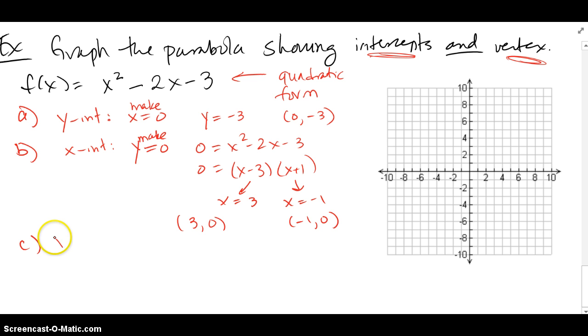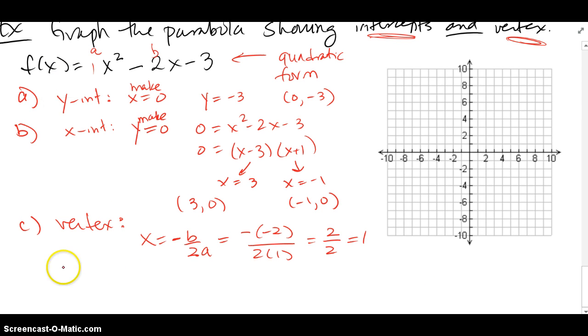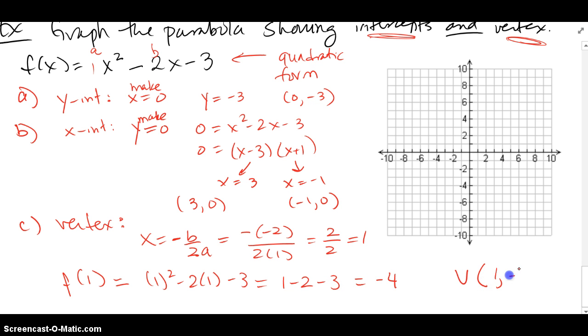C, I'm just going to go ahead and find the vertex as they asked me. And since it's in quadratic form, I'm going to use the formula negative b over 2a. So negative b is going to be negative of negative 2 because that's my b, and my a is 1, over 2 times 1. So that's positive 2 over 2, which is a 1. Let's put it into the function and find the y-coordinate of the vertex. And when I do that, it looks like I get negative 4. So the vertex is (1, -4).